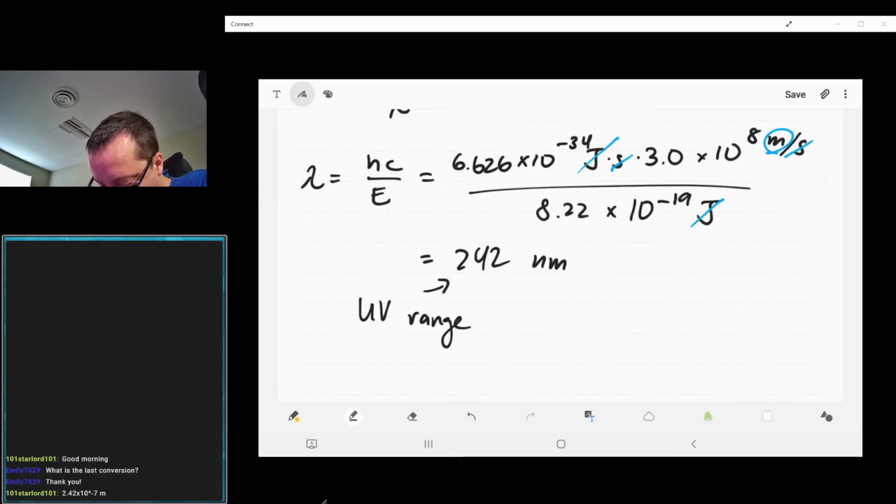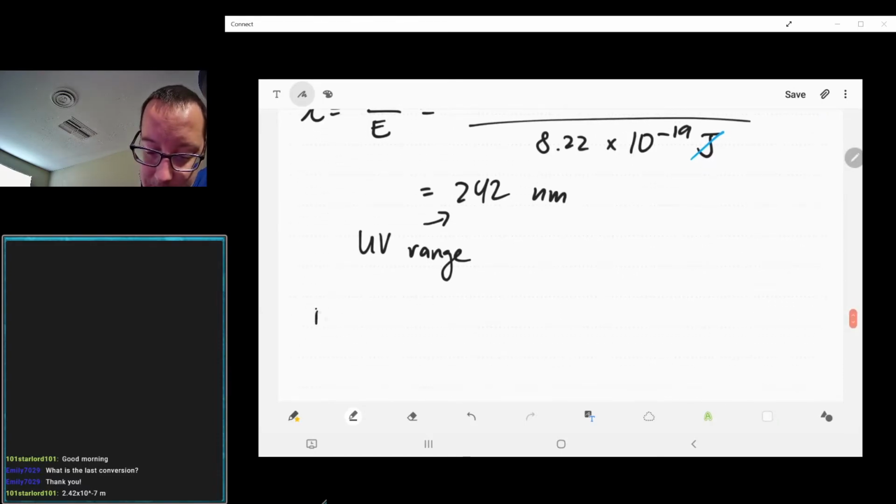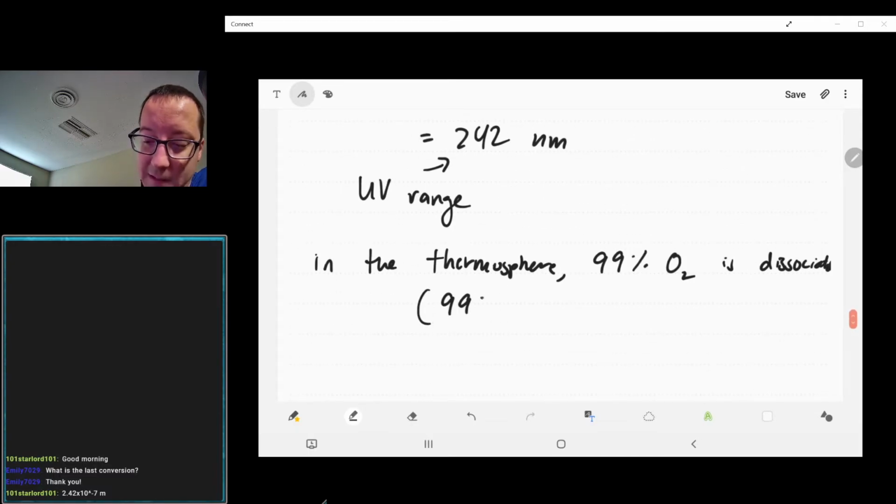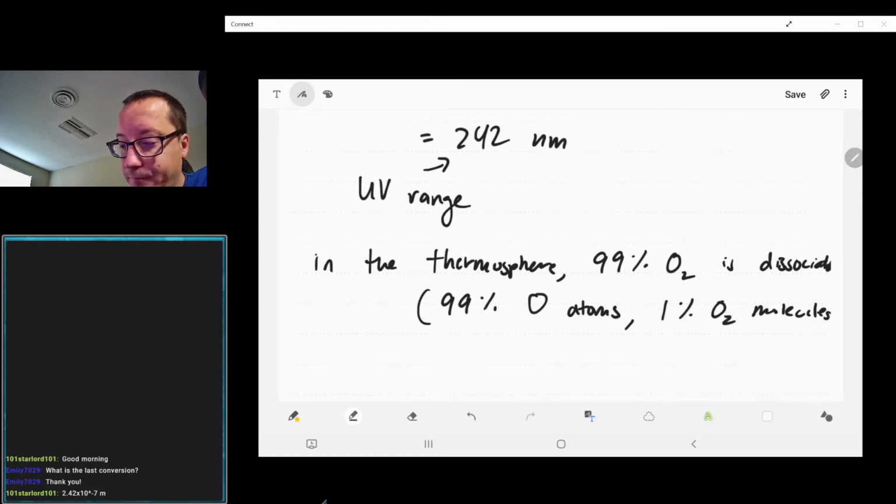So, if we go super far in the thermosphere, about 99% of the oxygen is dissociated, meaning that 99% exists as oxygen atoms, atomic oxygen, and 1% as O2 molecules. And so they're going to be absorbing a lot of the UV energy that happens here, and they're going to be forming oxygen atoms instead.